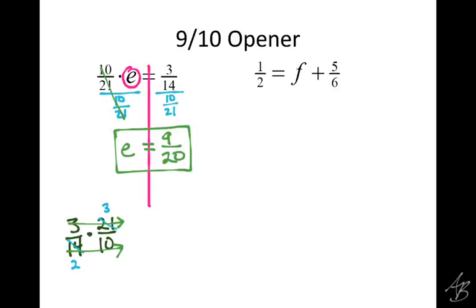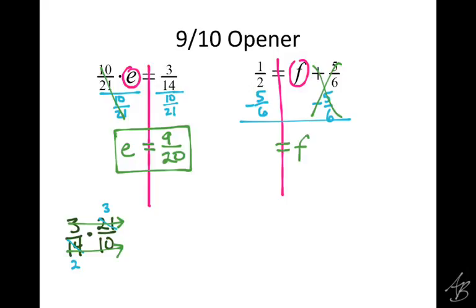Okay, one more. We want to get the F by itself here. We circle the F and draw our line, and I need to get rid of that 5/6. How am I going to do that? Subtract it, right? So we subtract 5/6 on both sides. And just like always, we have something canceling out there, and that leaves the F by itself.